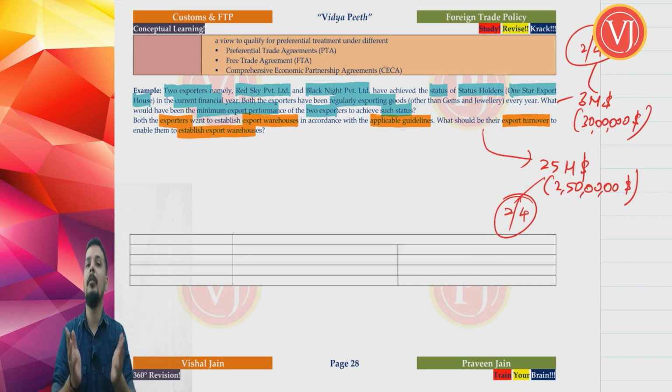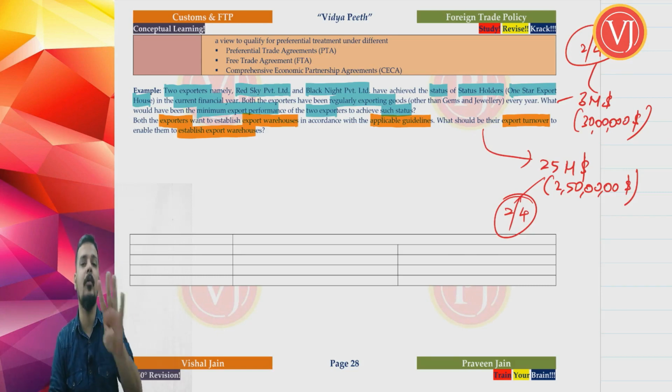And if they want to open an export warehouse, don't just write that 25 million US dollars is required. No, it is incorrect. They may achieve 25 million US dollars in the current year, but what is required is that they achieve it in 2 out of 4 financial years. Just in the first financial year, when they achieve 25 million US dollars, they will not get that star house category. So they have to achieve a minimum of 25 million US dollars in 2 out of 4 financial years. And what are those 4 financial years? The current financial year as well as the 3 preceding financial years.